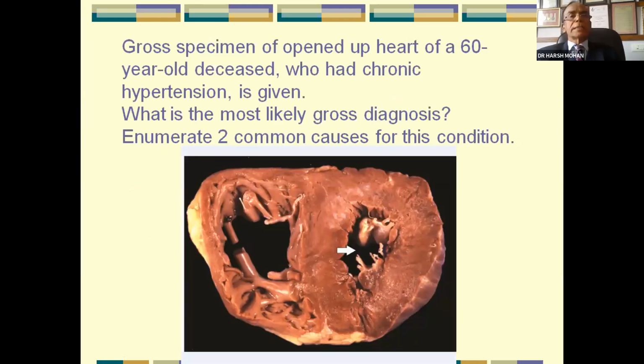Just to give one or two examples here, for example, along with this brief history, I have placed a picture, but you will place a specimen there. The gross specimen of an opened up heart of a 60-year-old deceased who had chronic hypertension is given to you. What is the most likely gross diagnosis? Enumerate 2 common causes for this condition. So these are the 2 questions given now, and you can give allocation of marks.